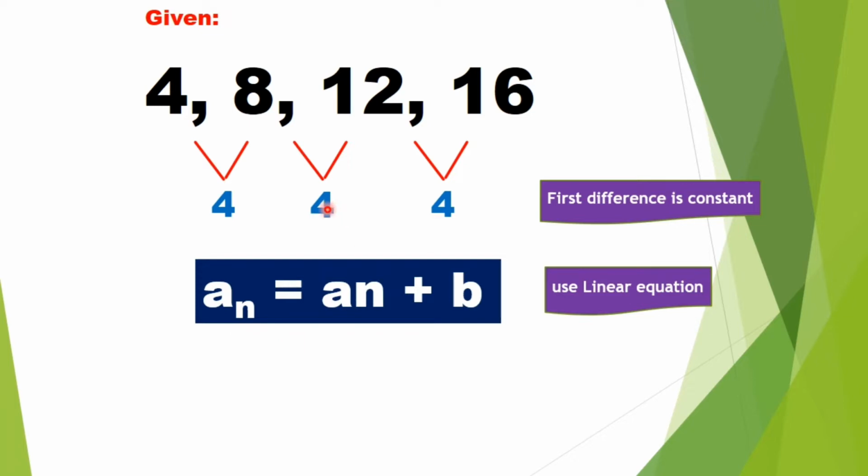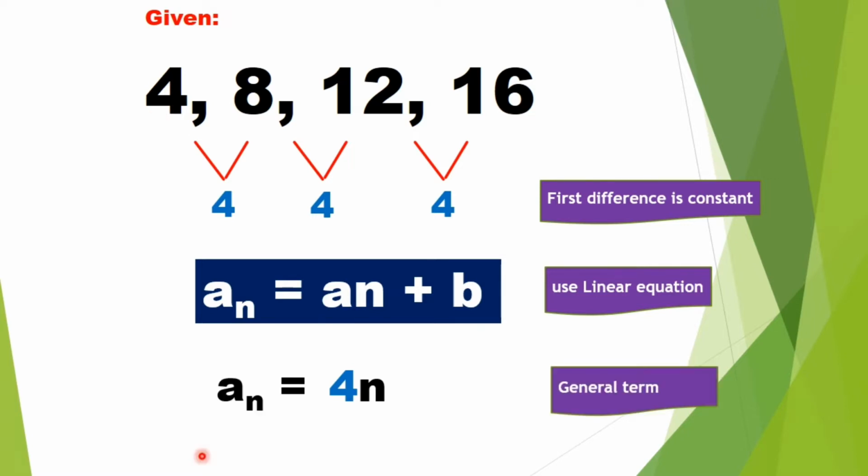So the constant here is the value of a in this formula. So substitute a. This is 4n. The first term is 4. So our general term is a sub n equals 4n.